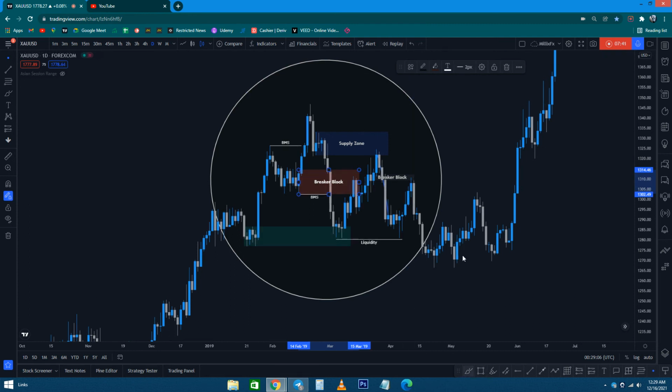So you can see from here there was an imbalance left below, right? And from this other breaker block, you can see an imbalance left here. So price has to fill this particular imbalance by tapping into this particular supply area. When you are refining, you have to catch your refine to this place.